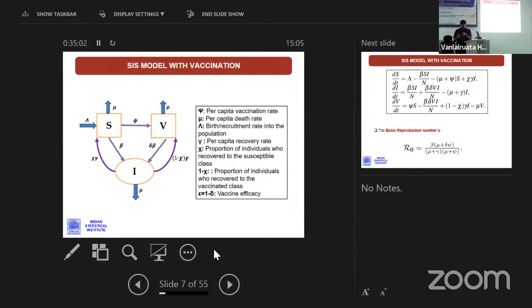So again, this is my S class, the susceptible class. This is my vaccinated class, and I'm taking this type of SI model with vaccine. You can do an SIR model with vaccine. This is the recruitment again, and the proportion of individuals who recover to the vaccinated class. So from I, they are recovered. When they are recovered, a proportion of individuals recover to the susceptible class.